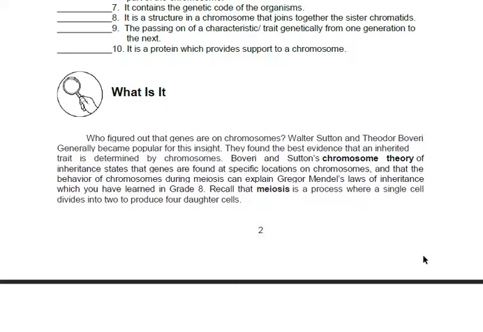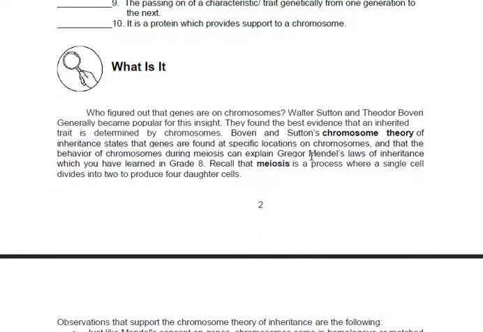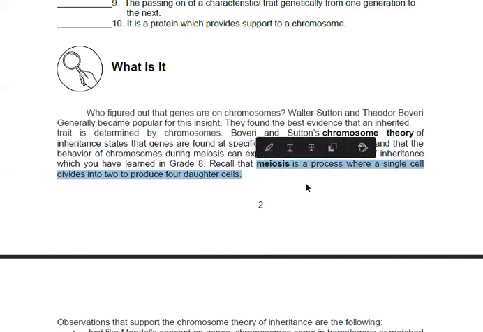So I hope you still remember your lessons in grade 8, no? So here, you already discussed Mendel's law of inheritance. And now, you will discuss meiosis. Meiosis is the process where a single cell divides into two and then produces four daughter cells.